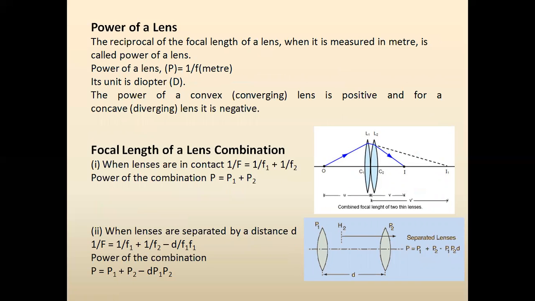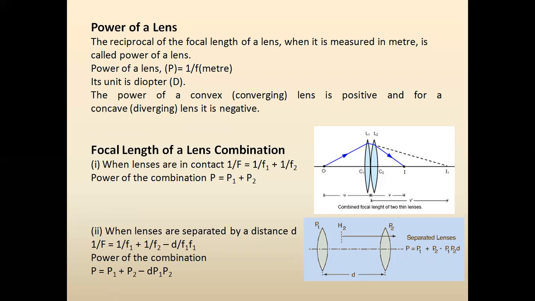Now the point is power of lens. What is power of lens? The reciprocal of the focal length of a lens when it is measured in meter is called the power of lens. So the formula of the power of lens is P = 1/f. f is the focal length and it is measured in meter, and the unit of power is called diopter. The power of a convex, that means converging lens, is positive, and for a concave lens it is negative.